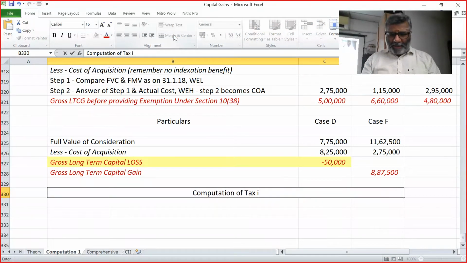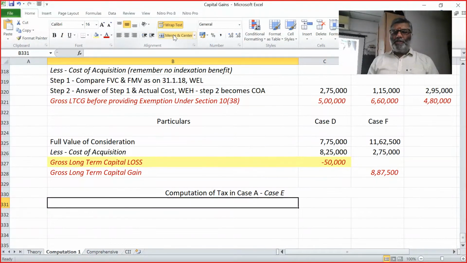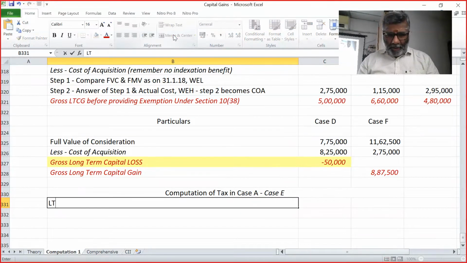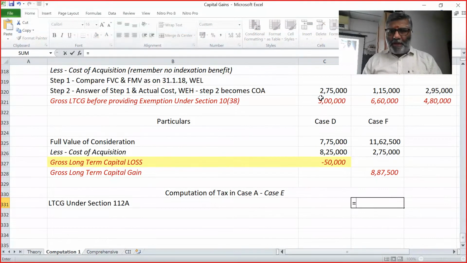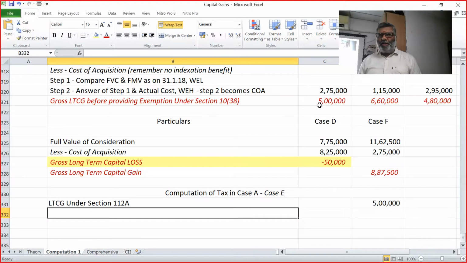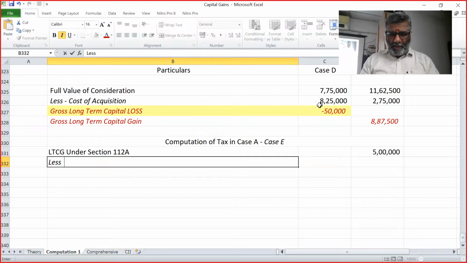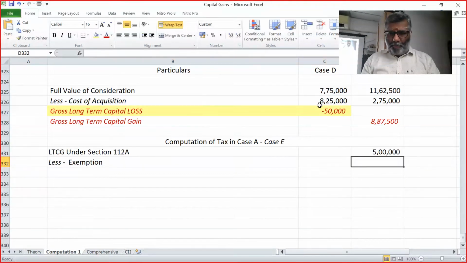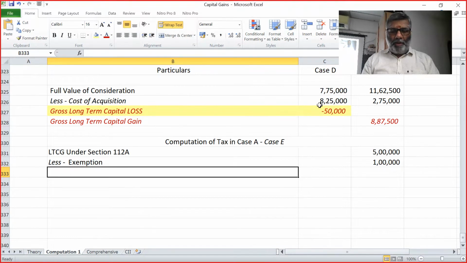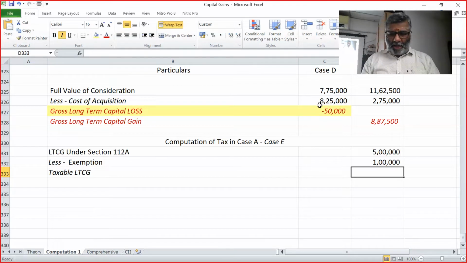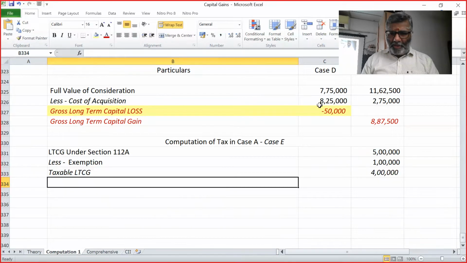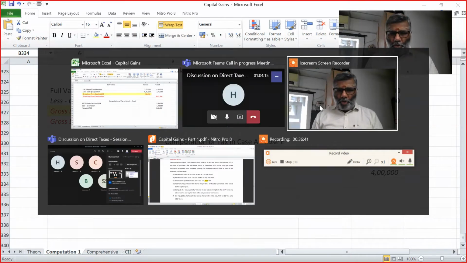Computation of tax in case A. That is what case E is about. LTCG under section 112A is 5 lakhs. Exemption up to 1 lakh, nothing is taxable on that. Taxable LTCG is 4 lakhs. I want you to understand something.